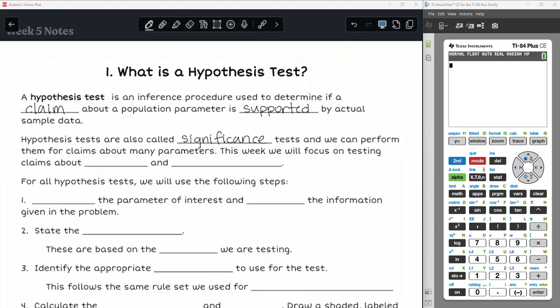And we can perform them for lots of different population parameters. We can perform them on single variable data and multivariable data. And for most of the rest of this course, this is what we are focused on, is hypothesis testing. How do we test claims about population parameters? Specifically this week, we're going to start with claims about means and claims about proportions, which is a perfect follow-up for what we talked about last week with confidence intervals.